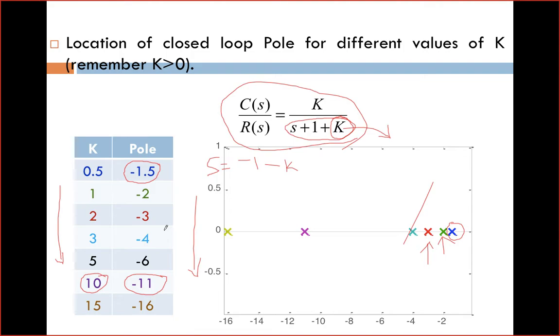All these poles are located on the left hand side of the S-plane, hence the system is said to be stable. That's what we have been discussing from the last 2-3 classes. So by seeing this graph, we can say that the system is stable because all the poles are located on the left hand side of the S-plane.